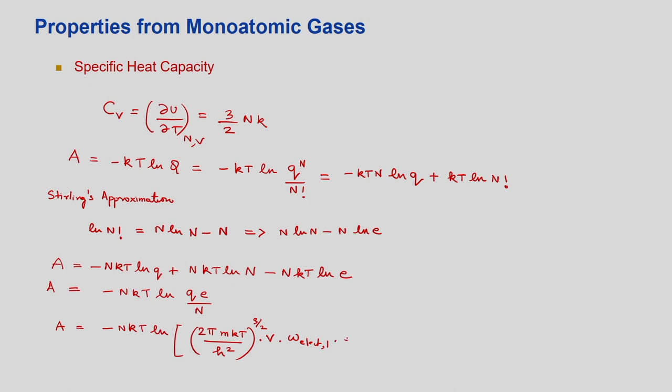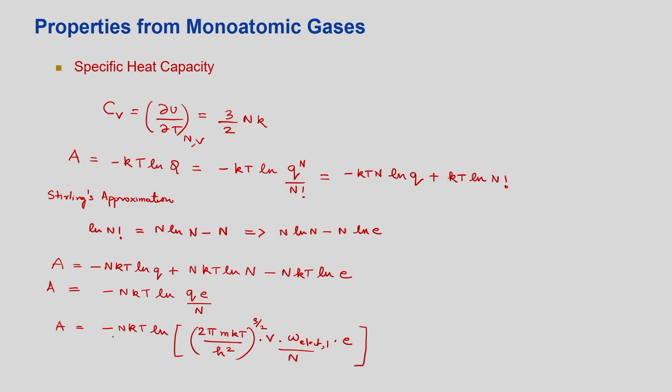Into E, there will be another into E. E is there because we have an E factor outside. Q by N is this: this is a translational part, this is your electronic part, and the nuclear part is assumed to be unity. So here you do not have vibrational or rotational because you do not have a chemical bond, it is a monoatomic atom, and then divided by N. If you substitute all the variables, you get the Helmholtz free energy.